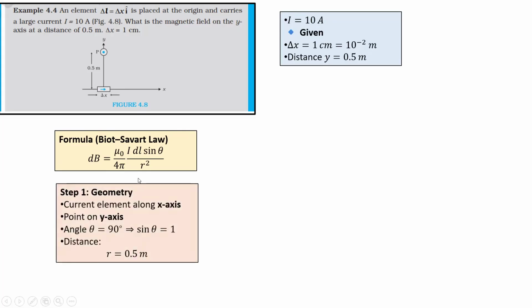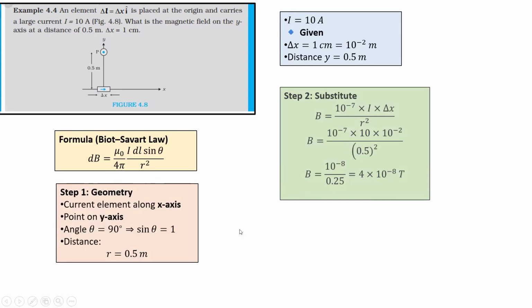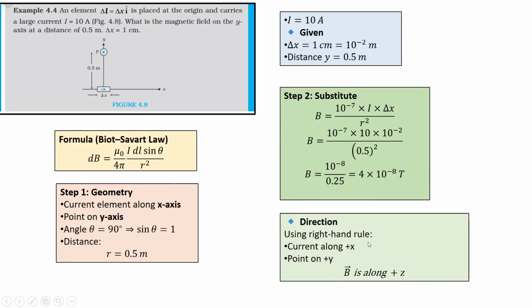Theta value is 90 degree. What is our separation r? The separation between the current carrying element and the point where we have to find the magnetic field. This is r, right? So this value is 0.5 meter. Now we'll substitute the values. B equal to mu 0 by 4 pi, that is 10 to the power minus 7, I into dl, theta is 90 so sin 90 is 1, divided by r square. Current is 10, dl value, dx value, 10 to the power minus 2, r value 0.5 whole square. If you simplify, you get the answer 4 into 10 to the power minus 8 Tesla.